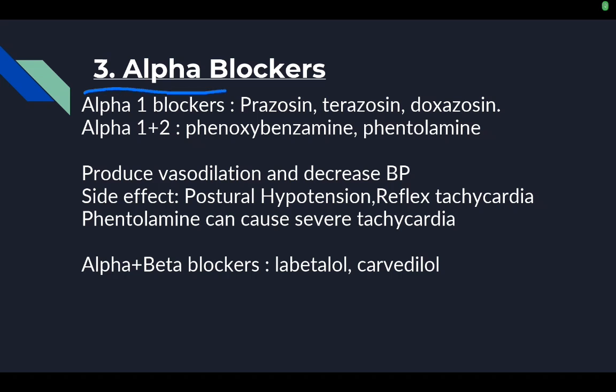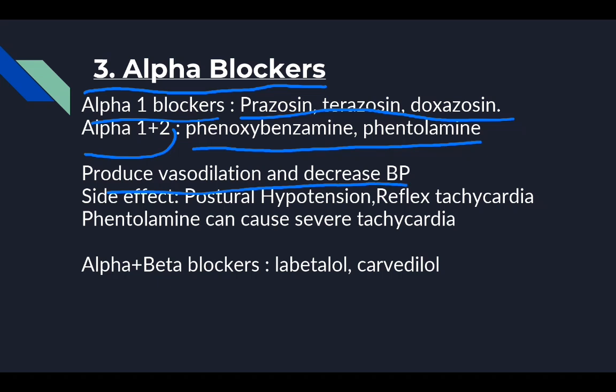Next class of drugs are alpha blockers. Alpha 1 blockers are prazosin, terazosin, doxazosin. Alpha 1 plus alpha 2 non-selective blockers are phenoxybenzamine and phentolamine. These produce vasodilation and decrease BP. As we know, on blood vessels, alpha 1 receptors are predominantly present, so alpha 1 blockers cause vasodilation.